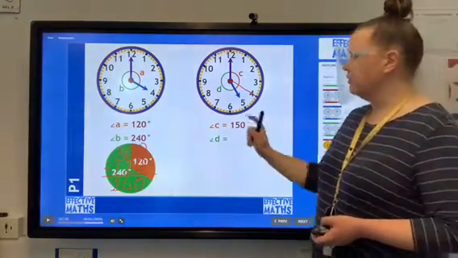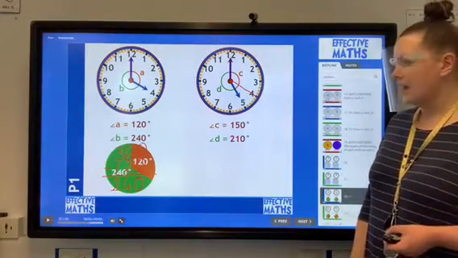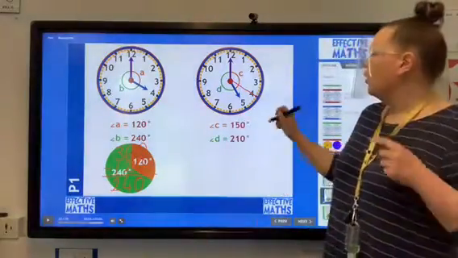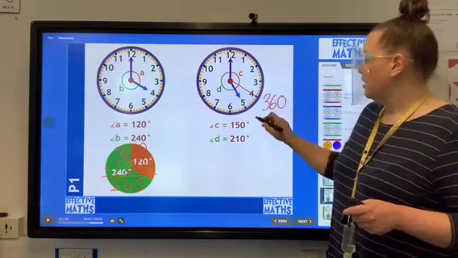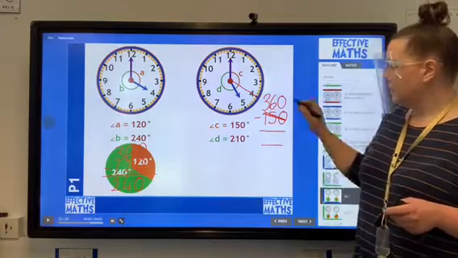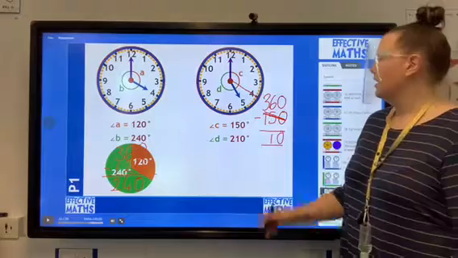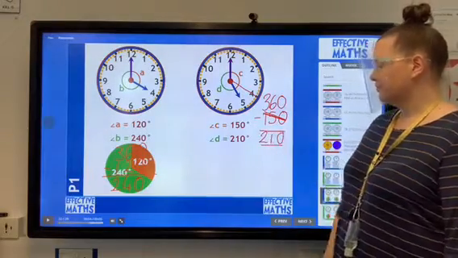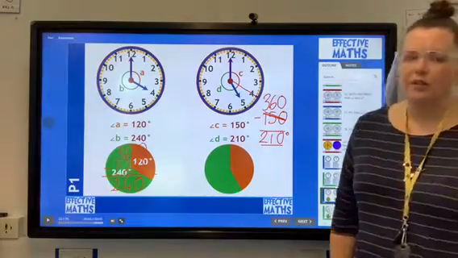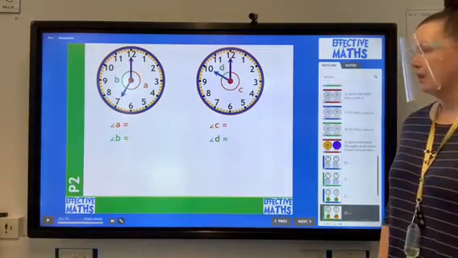So if C is 150, what is D going to be? 210. Because it's 30 less than this. So this was 30 more, so this will be 30 less. Or 360, subtract 150. 0 subtract 0 is 0. 6 subtract 5 is 1. And 3 subtract 1 is 2. So 210 degrees. Okay, and here it is just without all the numbers. 150, 210.